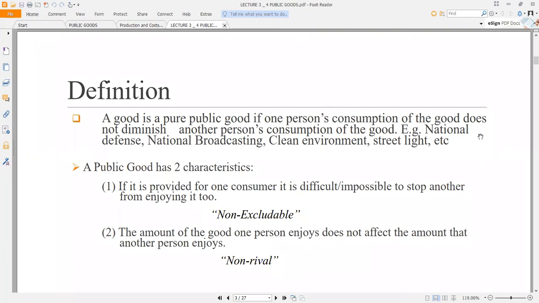For example, if you take something like a road, it's not always that a road is a pure public good. If you want to know if a good is a pure public good, you just check and see if the good satisfies the characteristics.